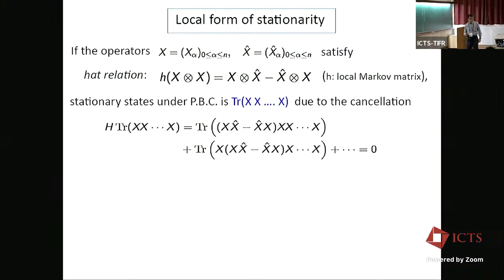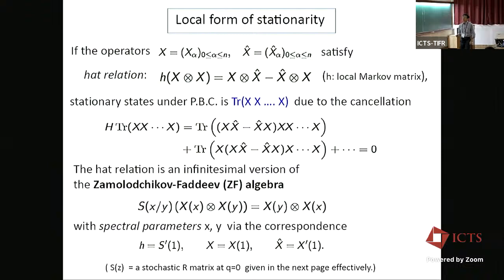But this problem can further be elevated to the Zamolodchikov-Faddeev algebra. So here S, the structure function, is a so-called stochastic L matrix at Q equals 0. I haven't detailed this in my talk, I'm sorry, but this is easily found from the definition of our ASEP dynamics. So it's a function of Q and this spectral parameter.